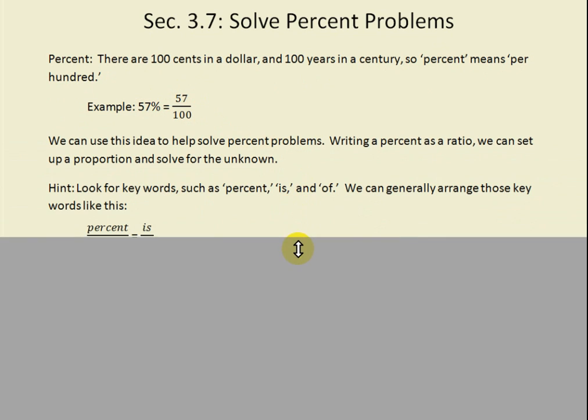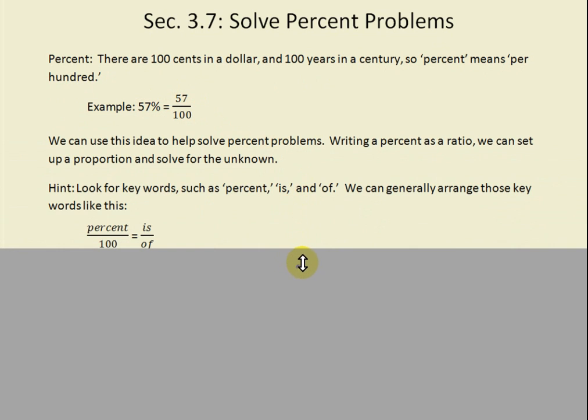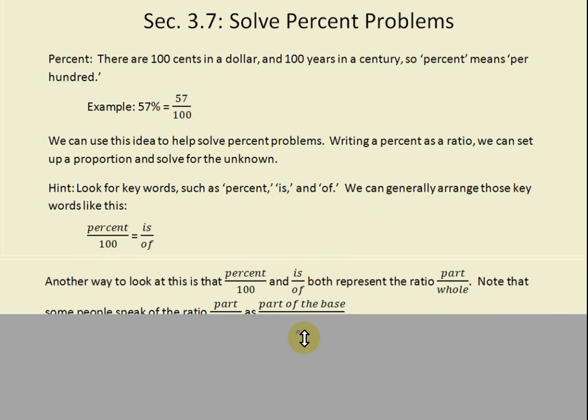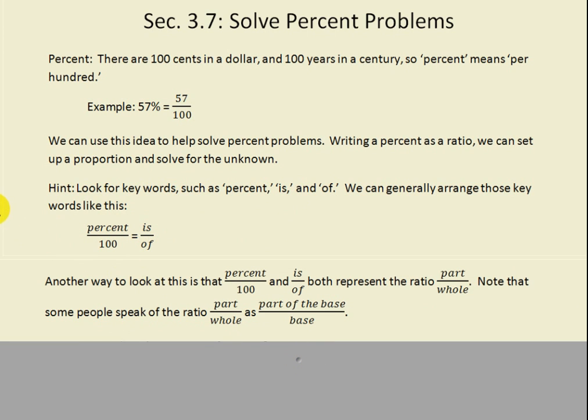So we can set up a proportion here, which we've worked with. Look for key words such as, of course, percent, but then also is and of. And generally speaking, you might be able to find some exceptions, but generally speaking, we can look at it in this way. The percent will be written over 100, and that will equal that ratio of is to of. So let's see an example here shortly.